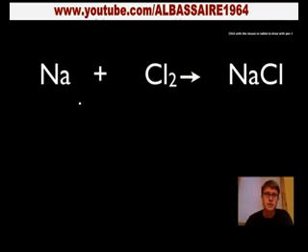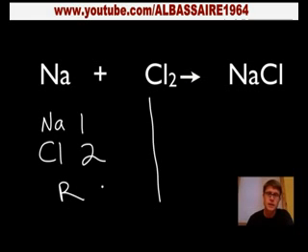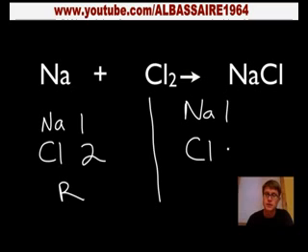On the left side, we've got sodium, we've got chlorine gas, and then we're making table salt. And so if you want to write this out, you could. We've got Na, and I've got 1 of those. I've got chlorine on the left side, and I've got 2 of those. So that's on the left side. That's on the reactant side. Now let's go to the product side. How many sodium do we have? We only have 1 sodium. And how many chlorine do we have on the right side? Well, we only have 1 chlorine. So that's a problem, because on the product side, we only have 1 atom of chlorine.